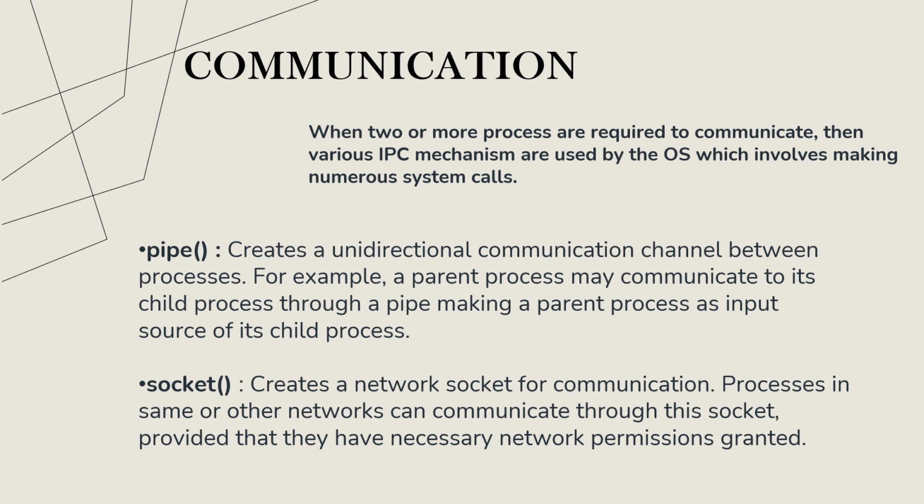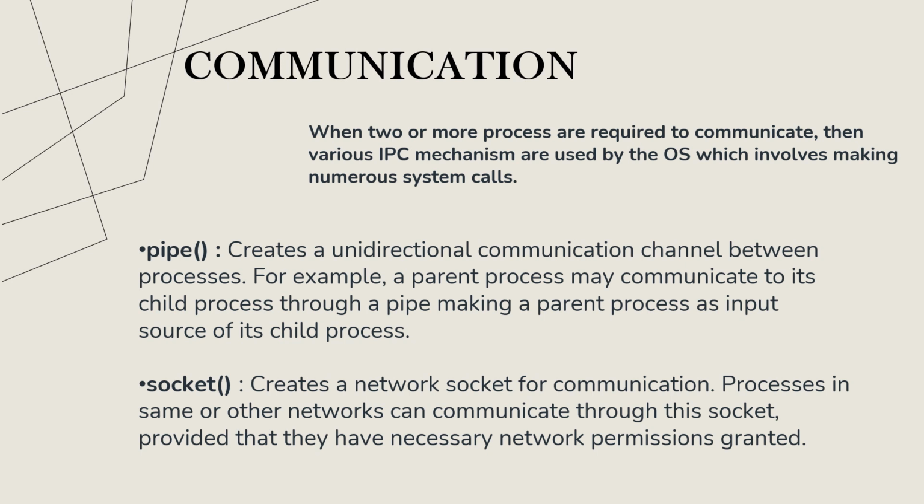Communication system call. When two or more processes are required to communicate, then various IPC mechanisms are used by the OS, which involves making numerous system calls. Some of the examples are pipe, socket, shared memory get, semaphore get, and message get. Pipe creates a unidirectional communication channel between processes. For example, a parent process may communicate to its child process through a pipe, making a parent process as input source of its child process.